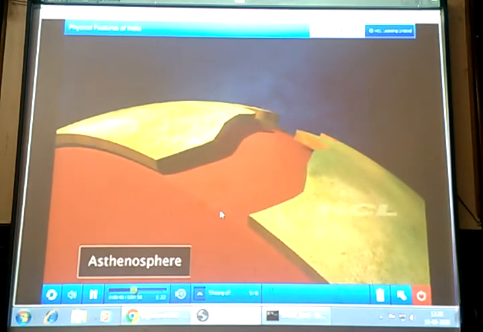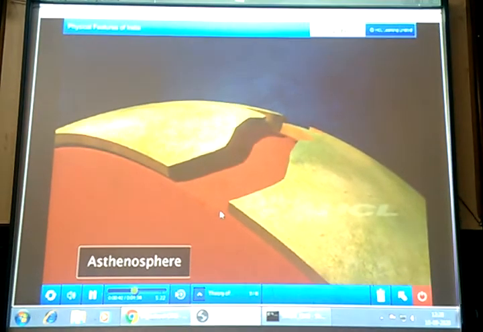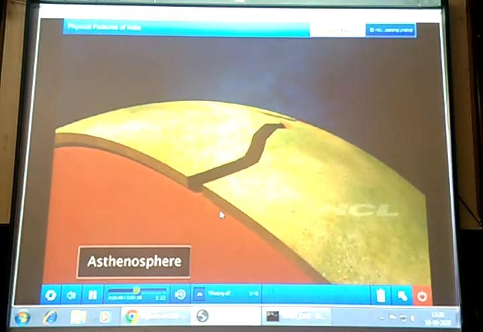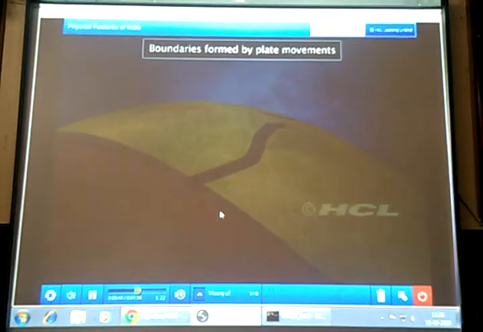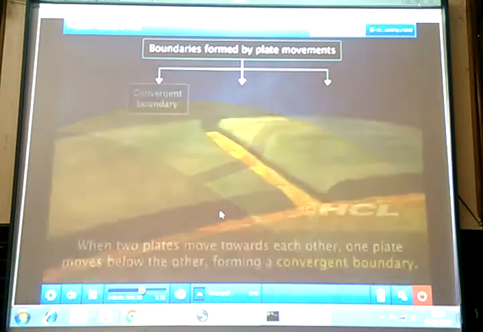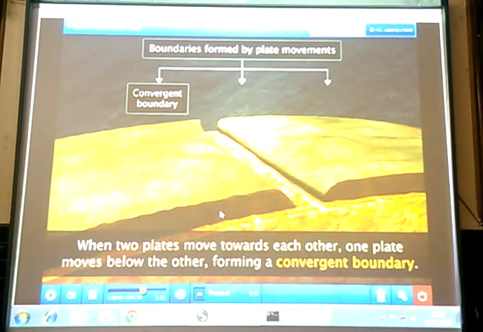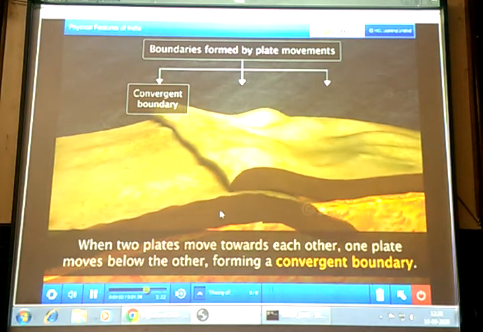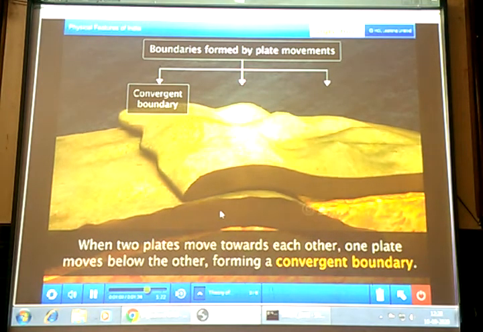The heat from the asthenosphere below the crust causes the tectonic plates to move. Broadly, these plate movements are classified into 3 types based on the boundaries that they form. When two plates move towards each other, one plate moves below the other, forming a convergent boundary.